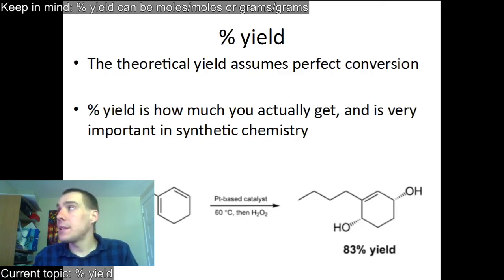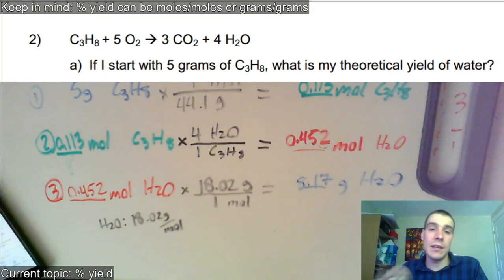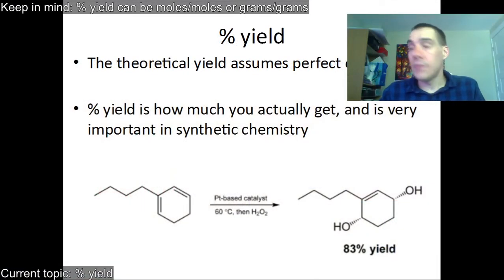The last piece here is percent yield. This one's pretty intuitive, so I'm not going to spend too long on it. Theoretical yield will assume perfect conversion, right? When we did this, we assumed a perfect conversion from C3H8 to H2O. Nothing lost, perfect ratios, all of that stuff. But of course, in real life, nothing's actually perfect. So when we do them in real life, we actually get less than what we expect, less than our theoretical. And it's important in chemistry to figure out how much you are actually going to get rather than how much you think you're going to get.